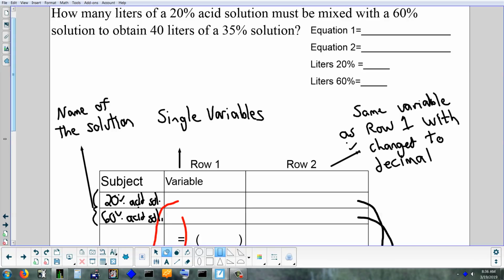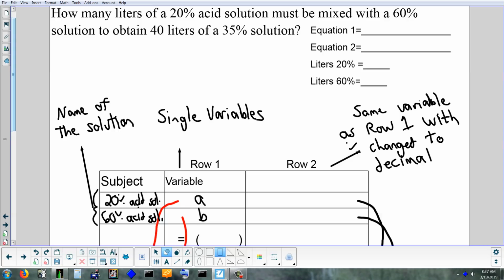All right. How do we want to represent that 20% acid solution? I don't care what we use. Does anyone have a letter they prefer? A for acid? We can use A for the 20%. How about for the 60%? We could use B, it doesn't matter. So here are my two things, my A and my B.